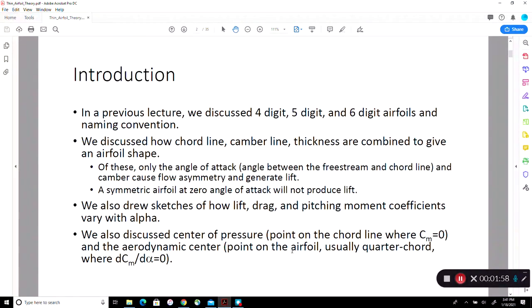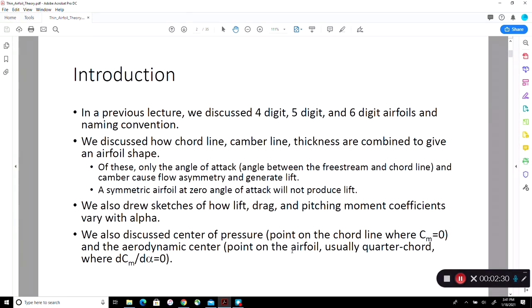Sometimes you may have 0 alpha, but you would still get lift. That means even though the chord line is aligned with the free stream velocity, you get lift because the upper surface shape is different from the lower surface shape relative to the camber line and the chord line. That means the airfoil is asymmetric. On the other hand, if the airfoil is symmetric, that means the above and below are the same, like a NACA 0012 airfoil, then at 0 angle of attack it is not going to produce any lift at all.